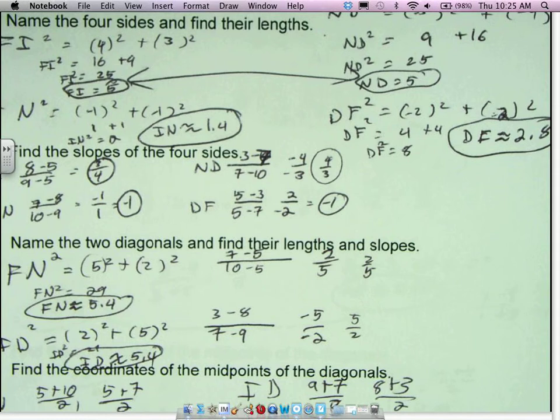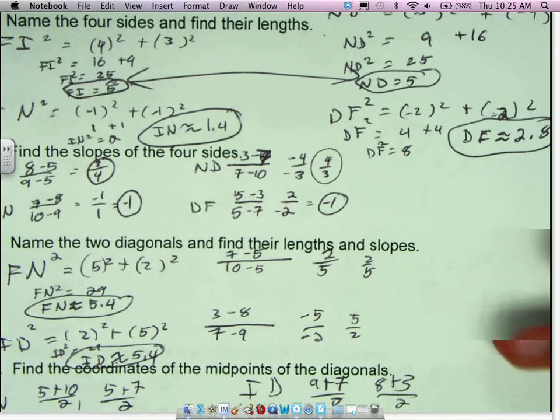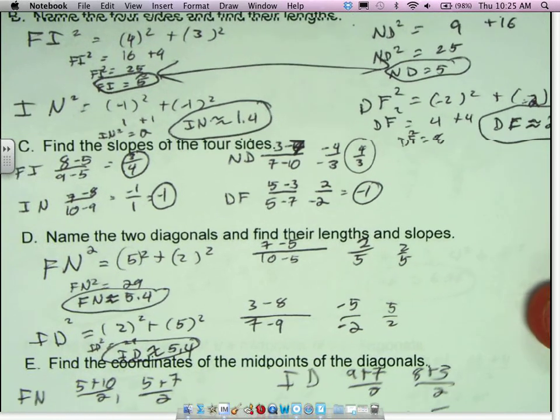What's the slope formula? I think I heard y2 minus y1 over x2 minus x1. We're going to move on and I'm going to talk about the slopes. The slope for FI is 3/4. For ND is 4/3. For IN is -1. And DE is -1. We can see that these two right here have the same slope, so they must be parallel.